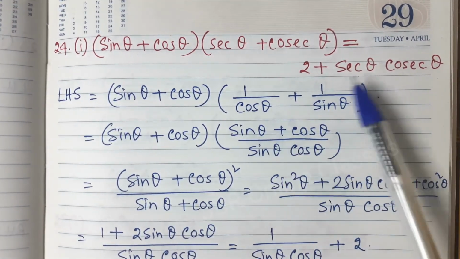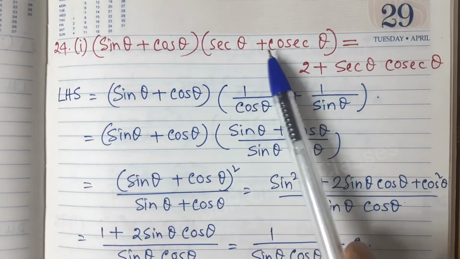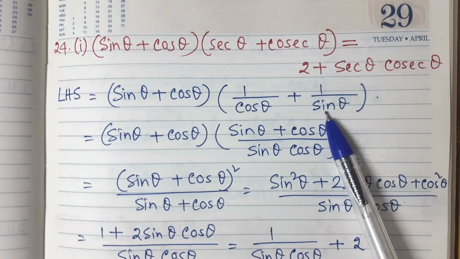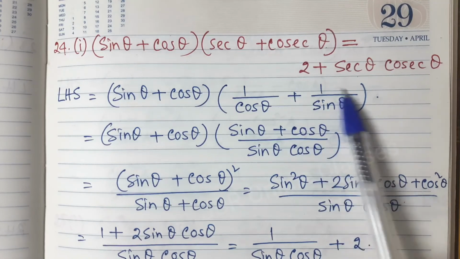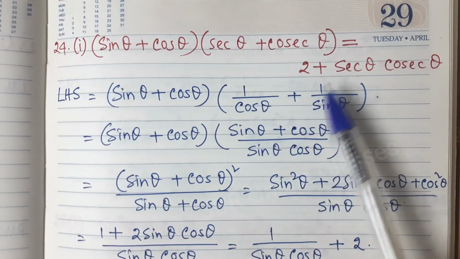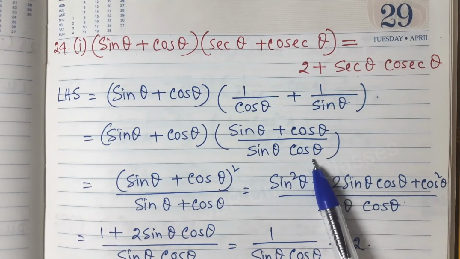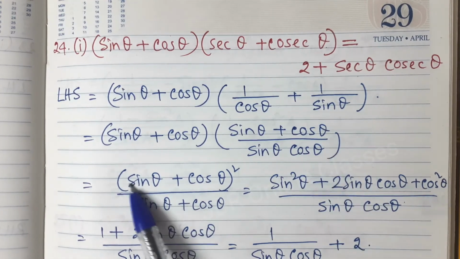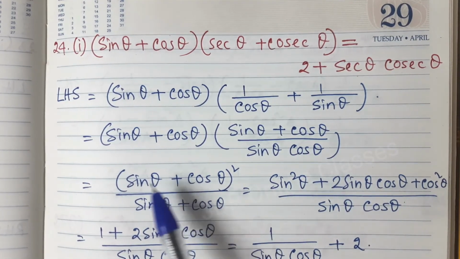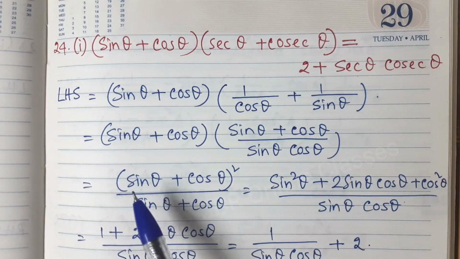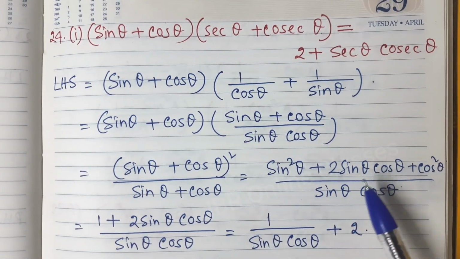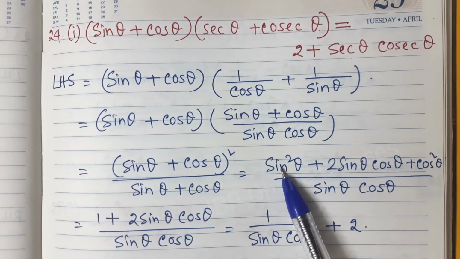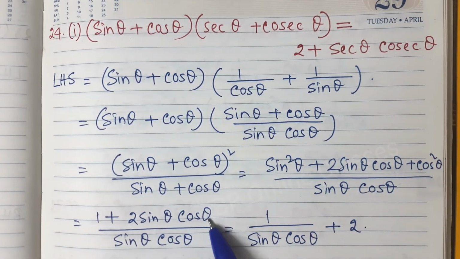Now here you see, sec theta and cosec theta, I am going to replace them as 1 by cos theta and 1 by sine theta. In this term I will do the LCM. So sine theta plus cos theta divided by sine theta cos theta will be the LCM. Now this and this both are same, so it is (sine theta plus cos theta) whole square. Finally I am going to break this square and apply the formula (a plus b) whole square. So it is sine square plus 2 sine theta cos theta plus cos square. Now cos square plus sine square is 1. So 1 plus 2 sine theta cos theta.